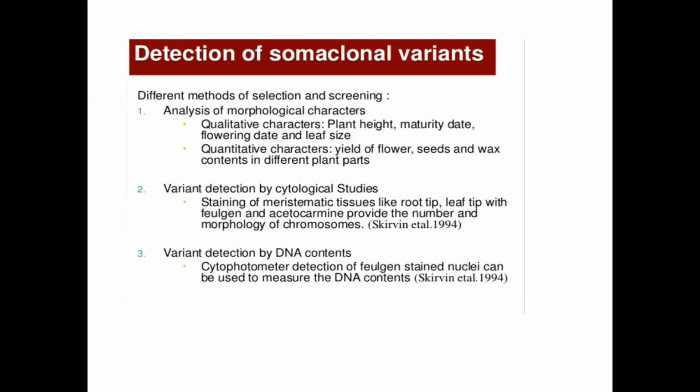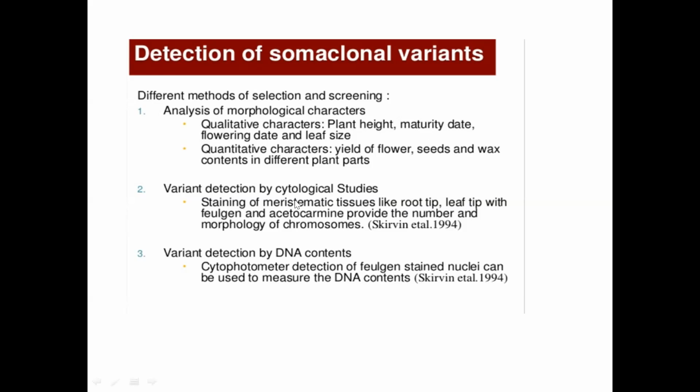So whatever is feasible in the field is analysis of morphological characters. By seeing this, they can definitely be sure that if they are a product of tissue culture, it is definitely a somaclonal variation.